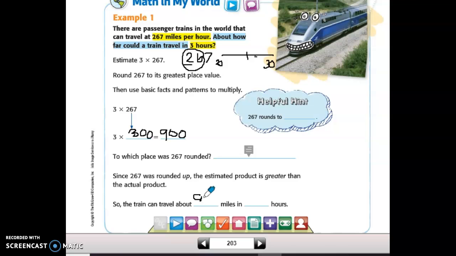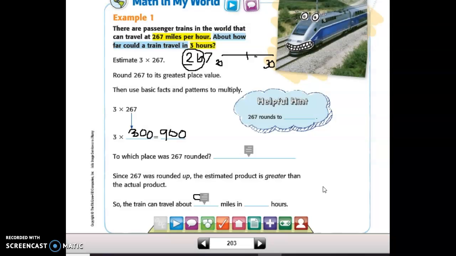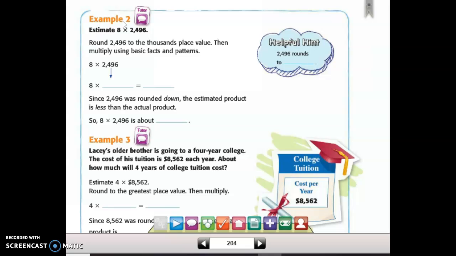Thanks. It doesn't like me being that close to the bottom of the page. Let's do this. 900 miles in, see if I can do it higher up, 3 hours. Okay, so the train can travel about 900 miles in 3 hours. And that's example number 1. Here is example number 2.